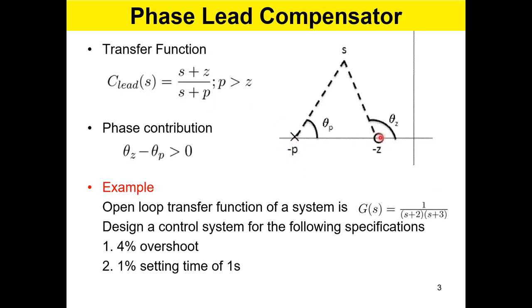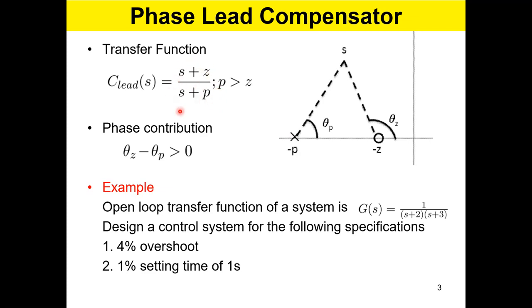So when you do that, if you pick up a point on the plane, let's say s somewhere here, an arbitrary point, and draw the line to the zero, you get this angle. This is the phase angle you get from the zero. And also, if you draw a line to the pole here, you get this angle, theta p. Theta p is the phase angle you get from the pole. Now, as you know, in a block like this, the angle from the zero is positive. The angle from the pole is negative because it's in the denominator, right? Complex number theory.